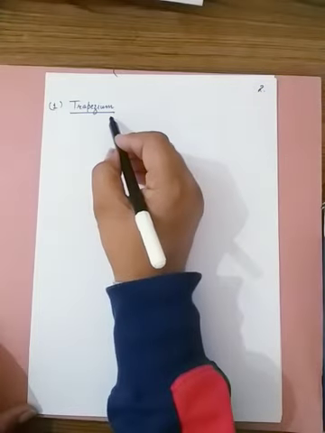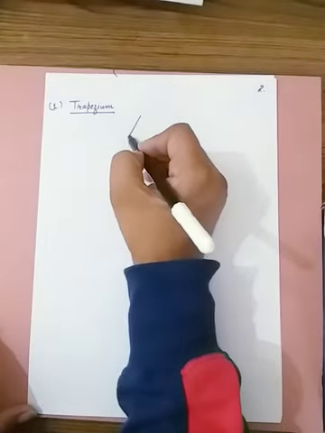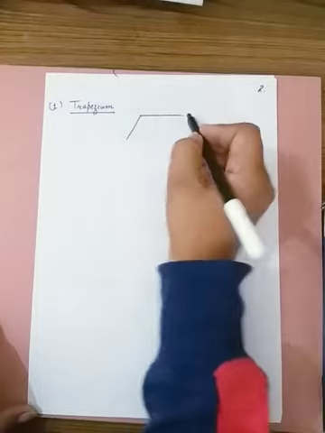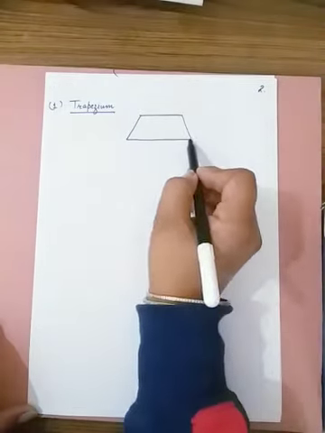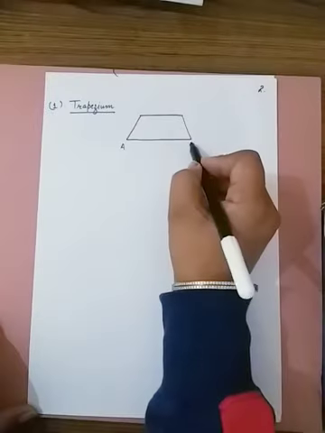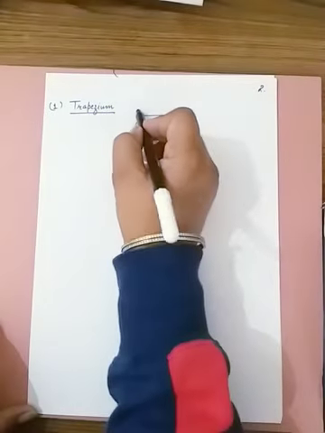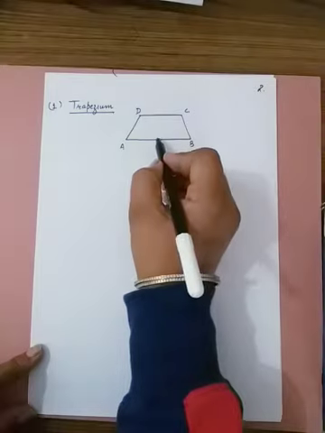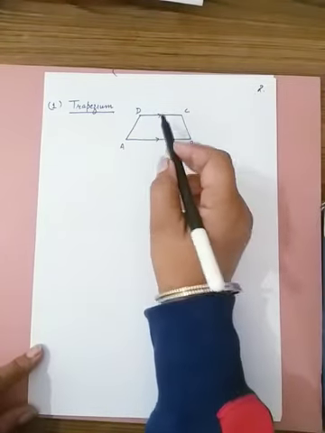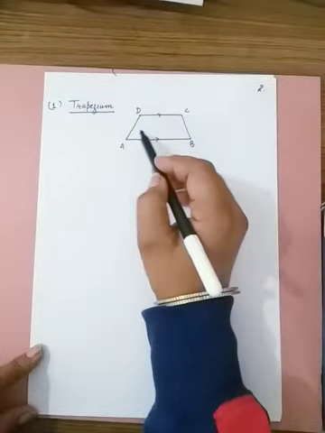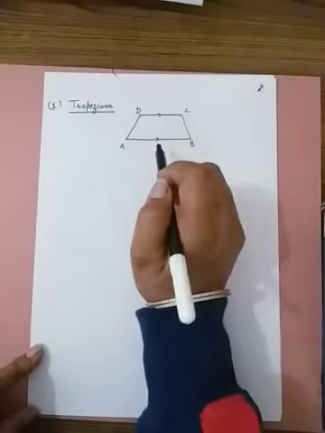First of all, we are taking trapezium. And a trapezium is a quadrilateral in which one pair of opposite sides is parallel to one another. Here ABCD is a quadrilateral and this AB is parallel to CD because one pair of opposite sides is parallel, and AD and BC are non-parallel sides.